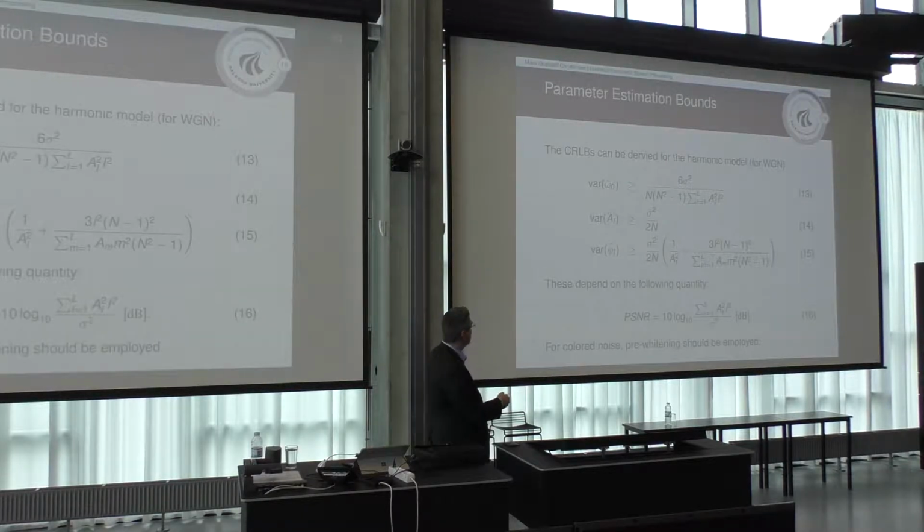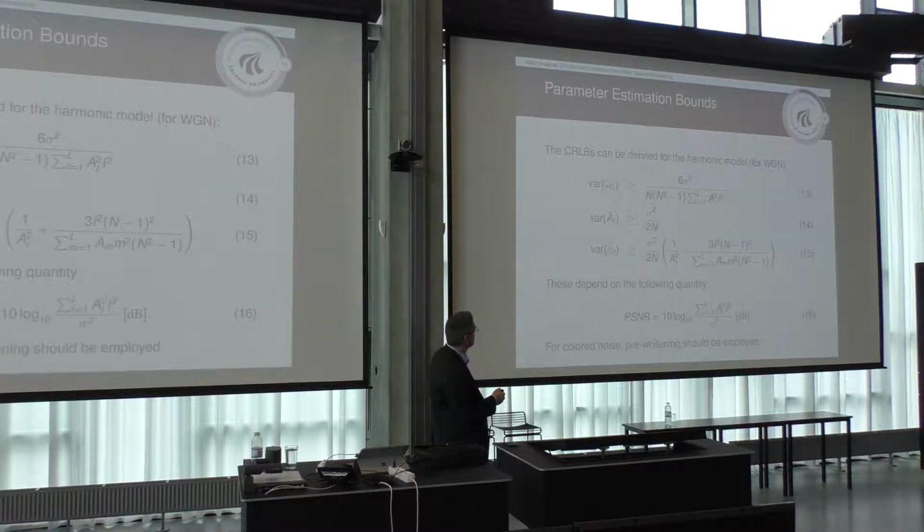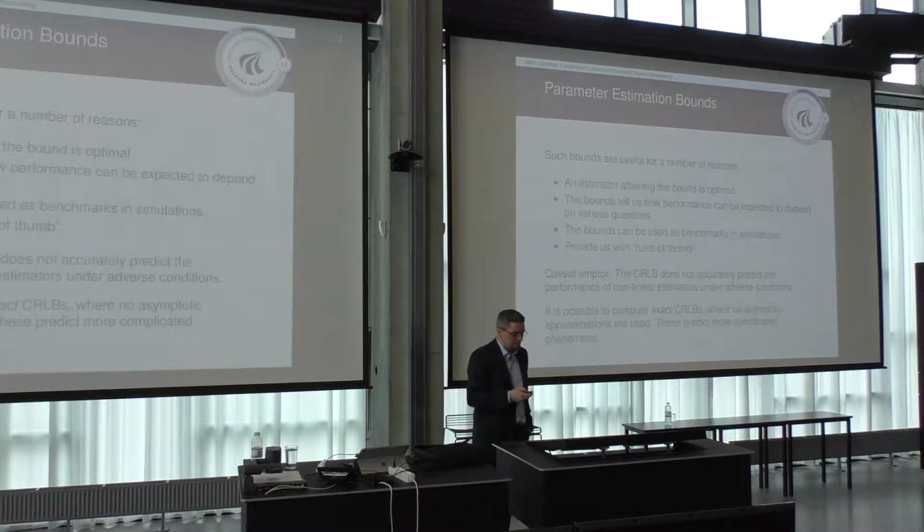And if you want to extend these results to colored noise, what you've got to do is apply pre-whitening to the entire signal. So you change the noise power spectral density such that it's white, and you change the amplitudes in the process also. And then you can apply the result here.